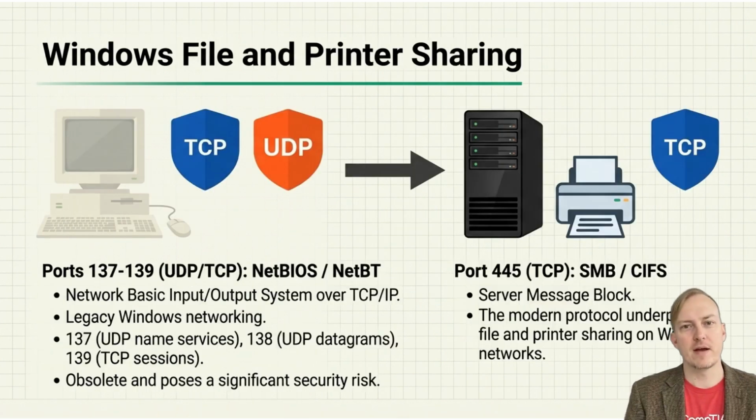For Windows-specific file and printer sharing, we have a stark contrast between old and new. The legacy standard is NetBIOS over ports 137 through 139 using both UDP and TCP. This is completely obsolete today and poses a significant security risk. The modern protocol underpinning Windows sharing is Server Message Block, or SMB, operating securely on port 445 via TCP.